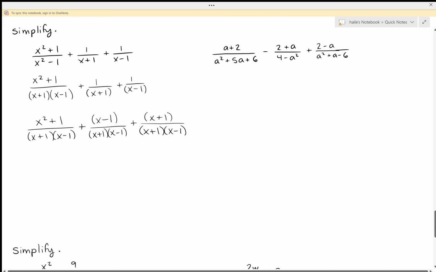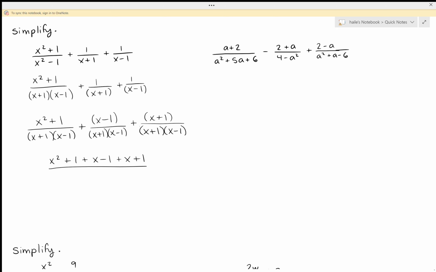Okay, now our job is just to combine across the top, just like with regular fractions. So we'll get x squared plus 1 plus x minus 1 plus x plus 1, all over x plus 1 times x minus 1. So let's add like terms. So we have positive 1, negative 1.